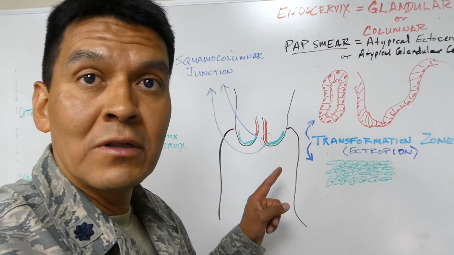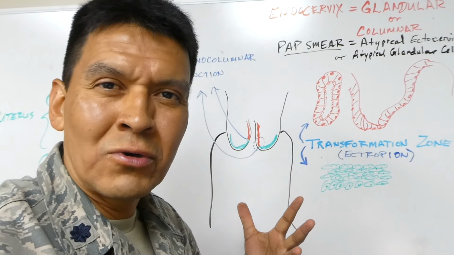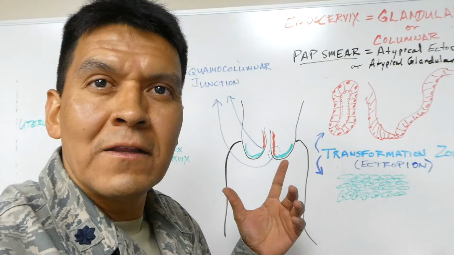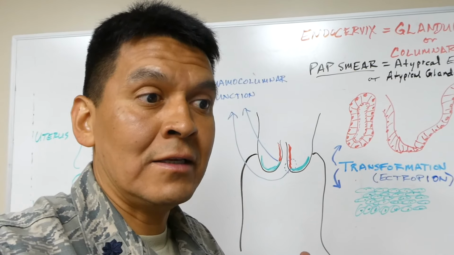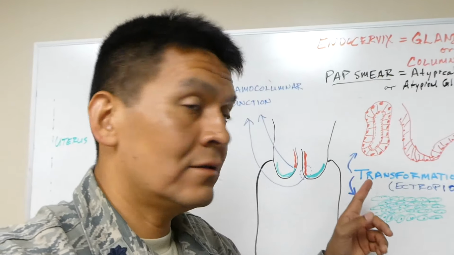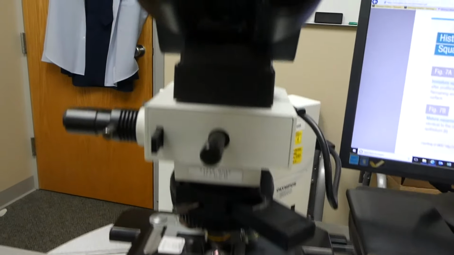When that squamocolumnar junction starts migrating out, usually due to the age and hormonal status of the female, the first cells that form are metaplastic type cells. And then that's what is termed the transformation zone. Anyways, let me show you under the microscope what that appears like.